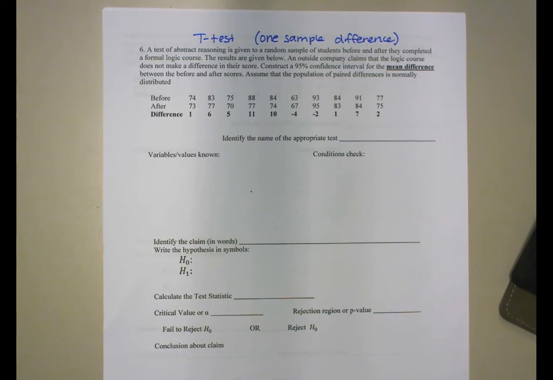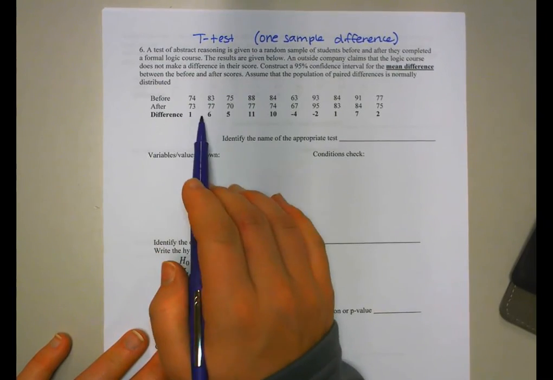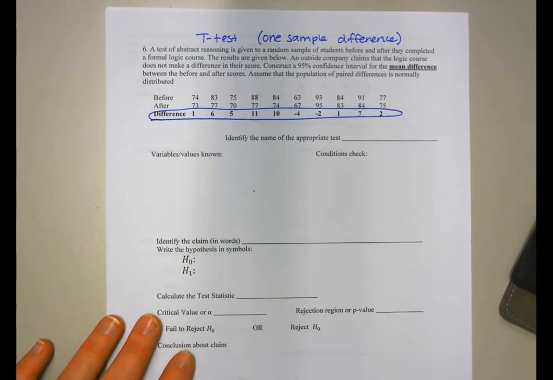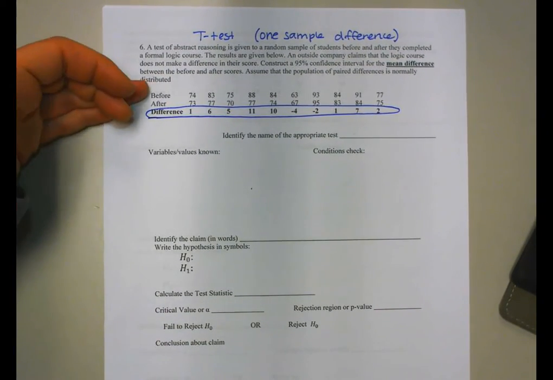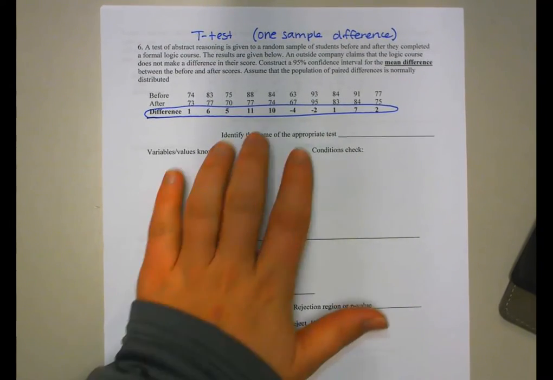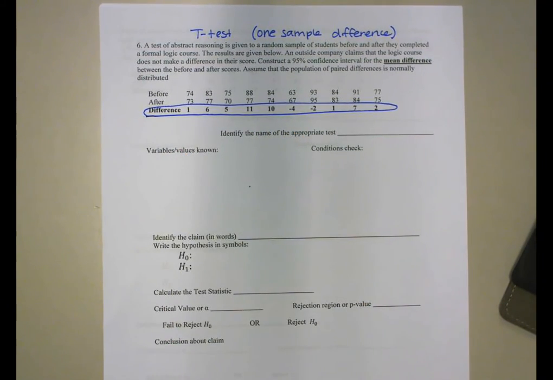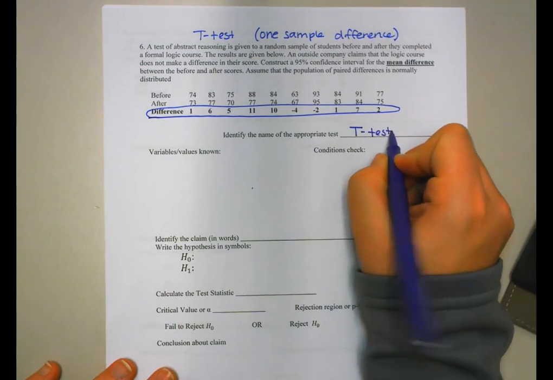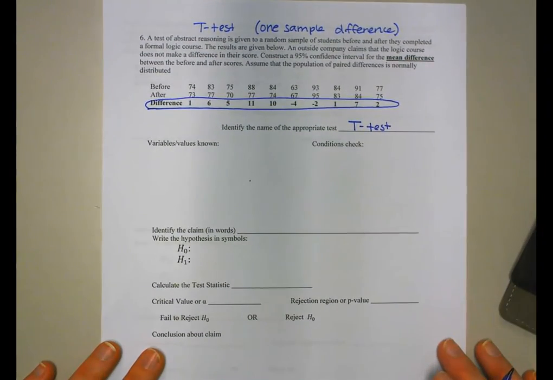Because we're looking at the differences, we're only looking at one population. Though we have all this data, we're really only going to use this data to run our t-test. Because we're comparing the people's before to their after, we're looking at one set of data. Because we're given it in a table, that means our calculator can find the mean and standard deviation for us. So we're going to run a t-test because it's based off of mean and standard deviation.